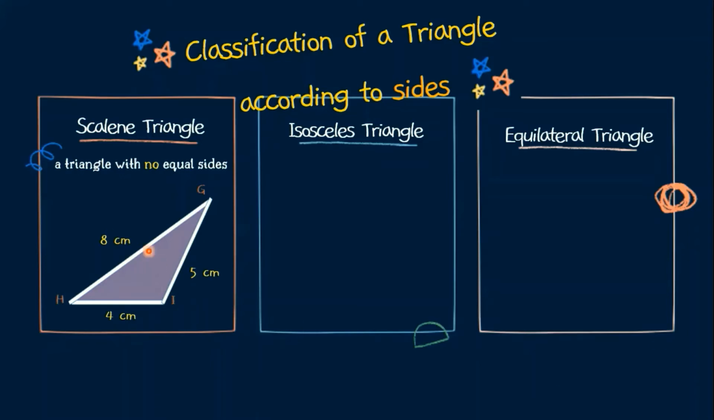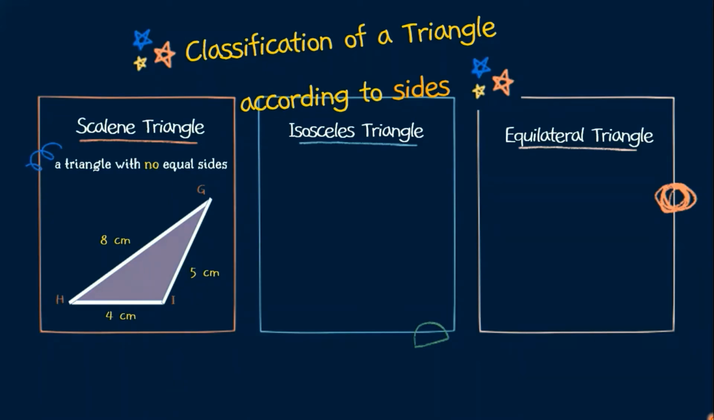Kung mapapansin natin, iba-iba yung kanyang sukat, hindi pare-pareho, hindi equal. At kung mapapansin natin mga bata, ito rin yung same triangle na ginamit natin kanina for the obtuse triangle. However, this time, ang focus natin ay yung kanyang side.